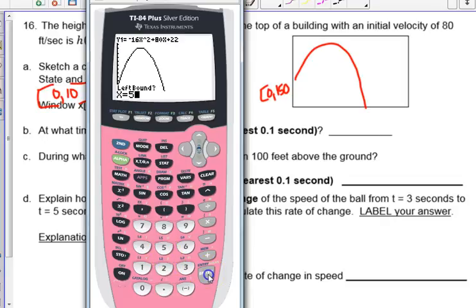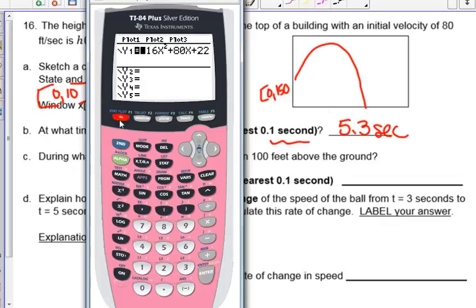It's somewhere between 5 and 6 seconds, so I type those in as my left bound and right bound, or you can scroll around. And it comes out 5.26, but it says round to the nearest tenth of a second, so you have to write 5.3 seconds. Then it says, when is it above 100 feet?